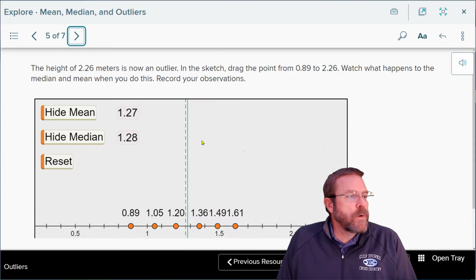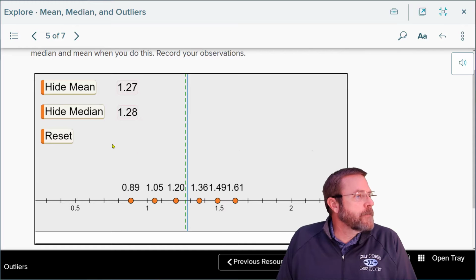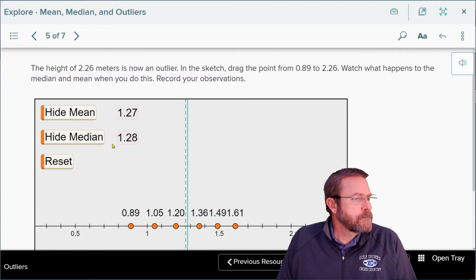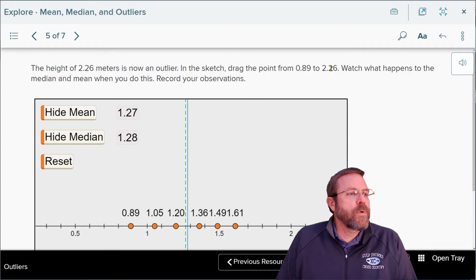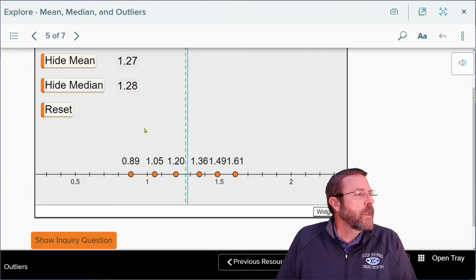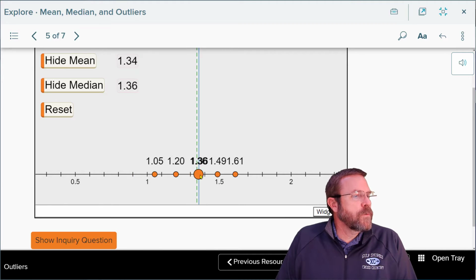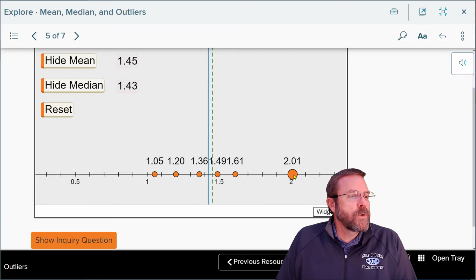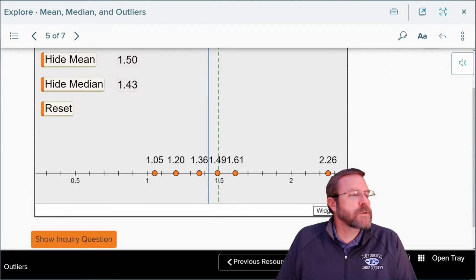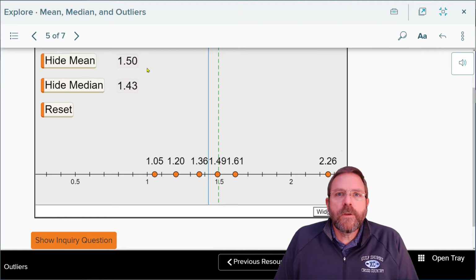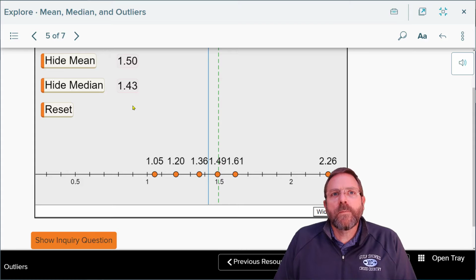When we put it all on a number line, something's not right here. Let me see. All right, they want us to drag the 0.89 over to 2.26 and watch what happens to the mean and the median. I'm going to drag it over here to 2.26, which is way over there, right there. 2.26 is the number we're looking for. And now you've got a mean that is 1.5, but the median is now 1.43.